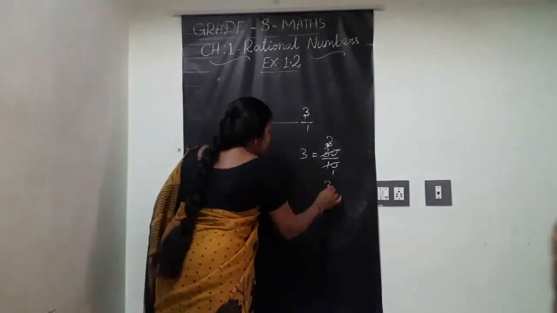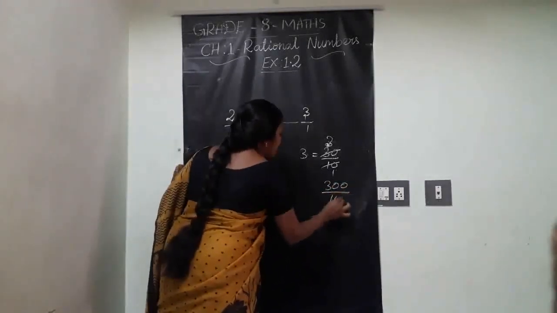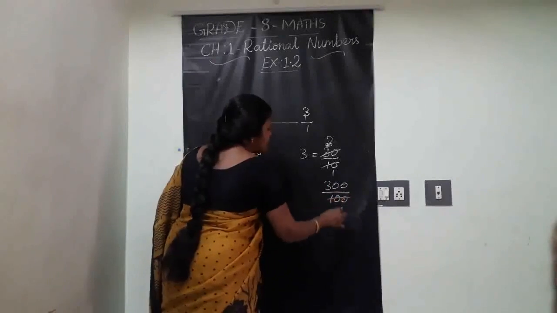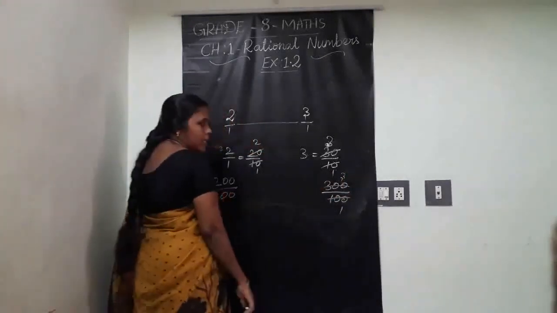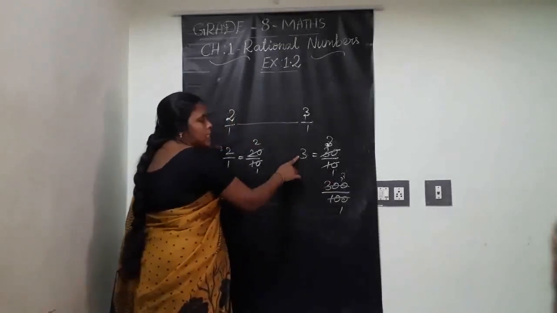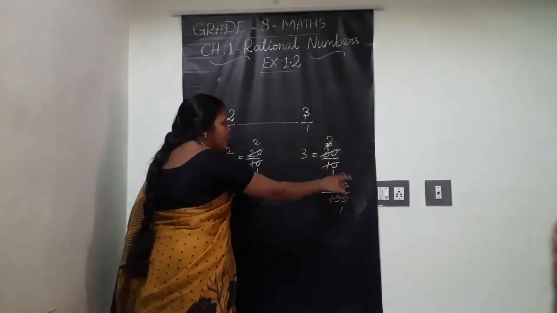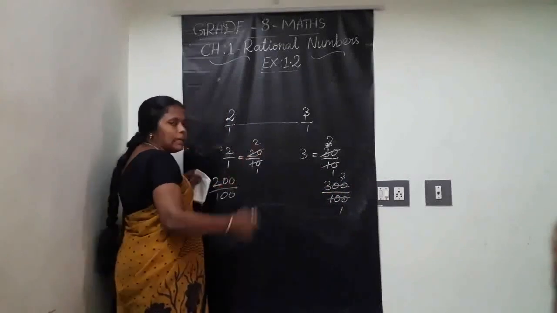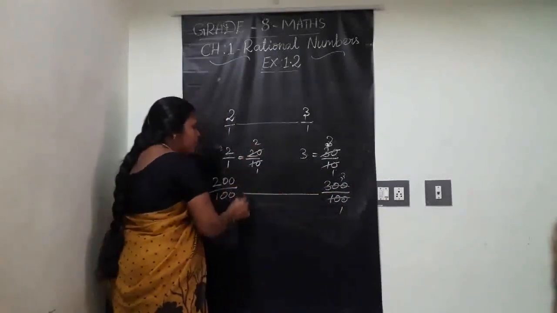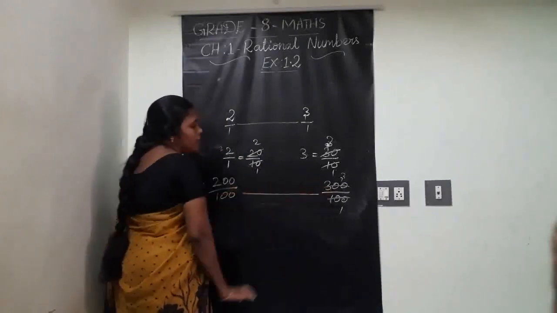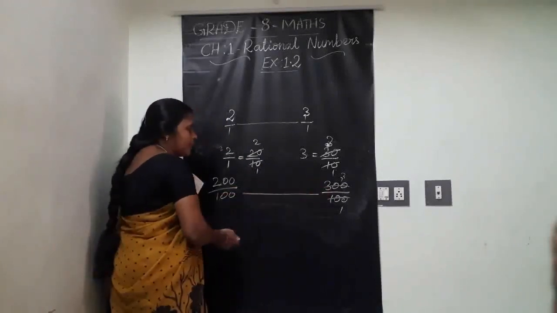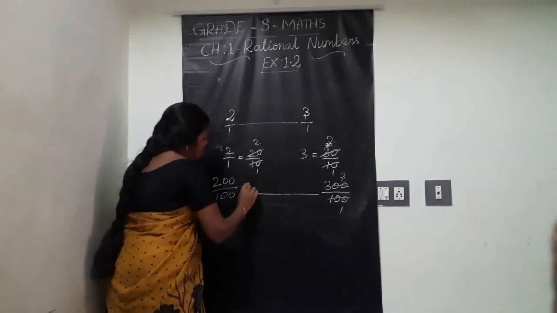3 can be written as 300 by 100. See, the value comes equal. 100 is 100, 300s are 300, nothing but 3 only. Just without changing that value, for my convenience, I am making the number a bigger level. That's all I did here. In between, you can take a lot. Here 200, here 300. How many numbers can we take between? So many numbers we can take.